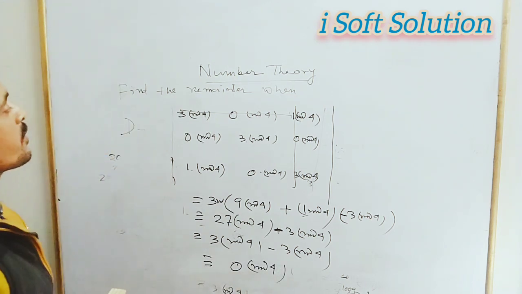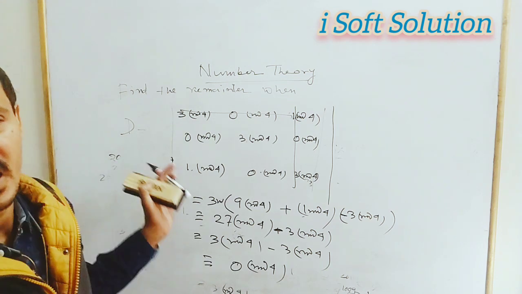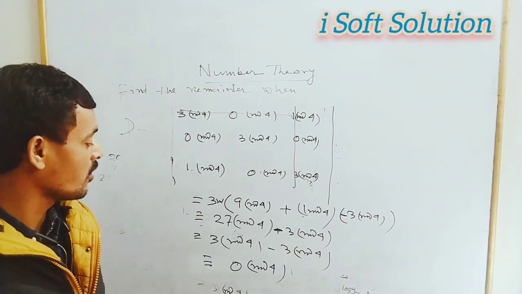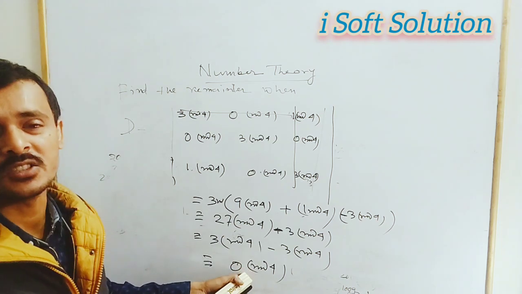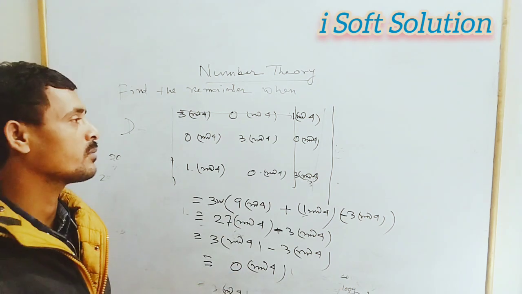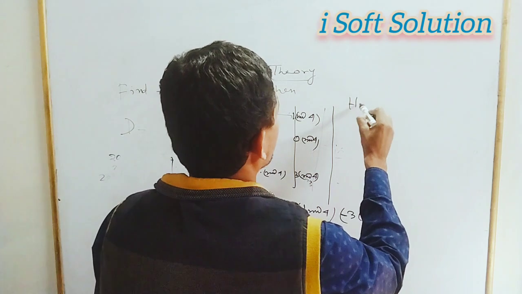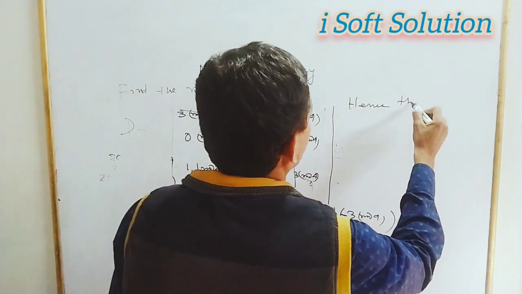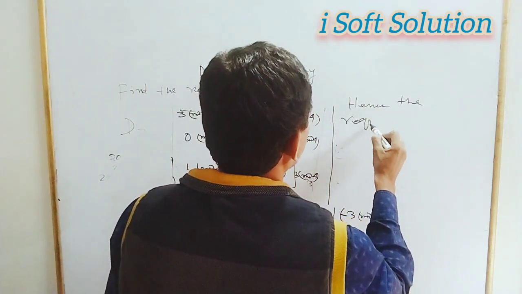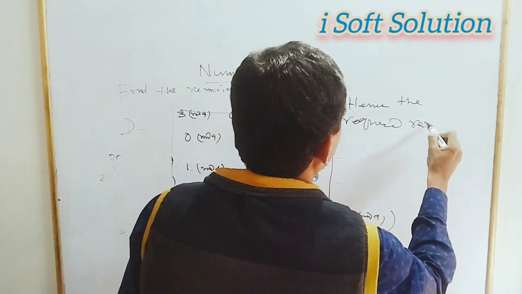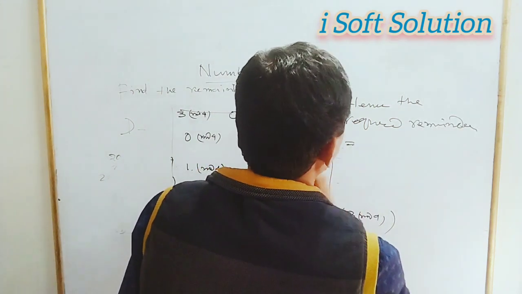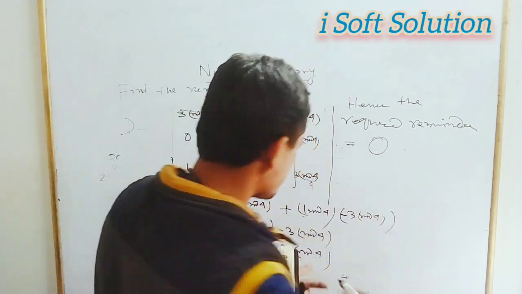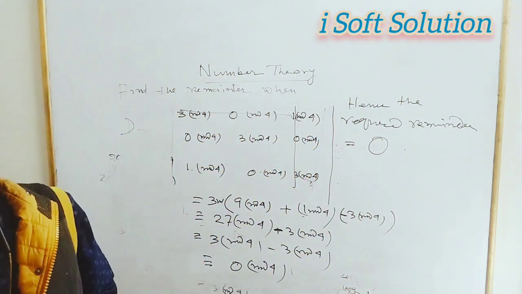Hence, if we divide the above expression by 4, at last we will get the remainder as 0. Hence the required remainder is equal to 0. That is, the given expression is completely divisible by 4.